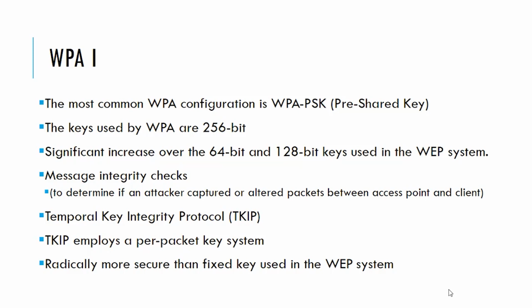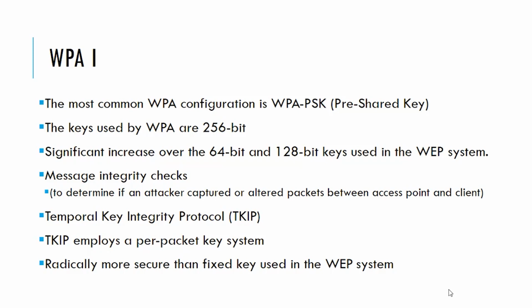The keys used by WPA are 256 bits. Remember, the longer the key, the stronger the encryption algorithm. So there is a significant increase over the 64-bit and 128-bit keys used in the WEP system. This is an advancement, an evolution, an innovation. It is much harder to break than WEP. It also has a new feature that checks the message integrity to determine if an attacker captured or altered packets between the access point and client. This was not there in WEP, and it was introduced by WPA 1.